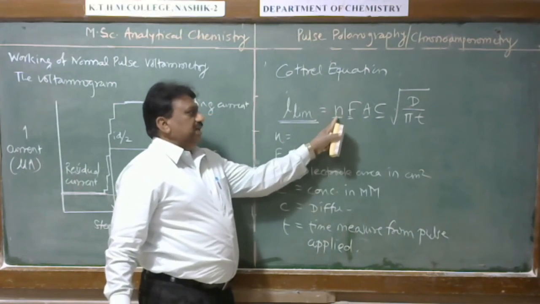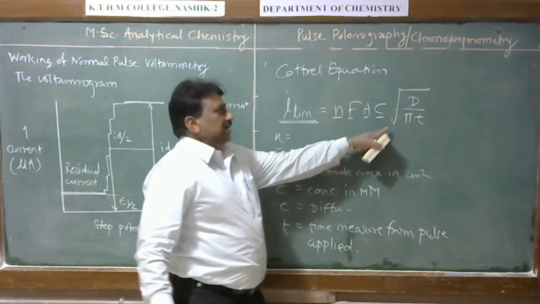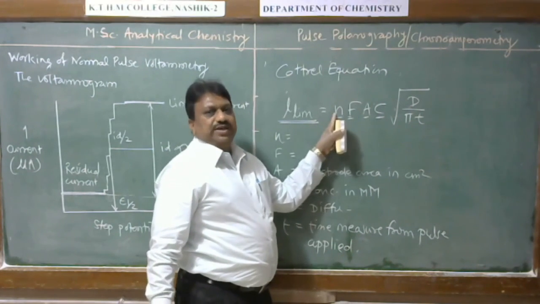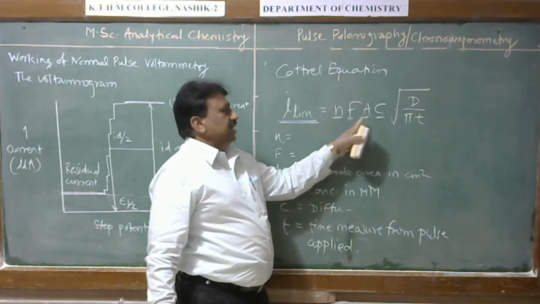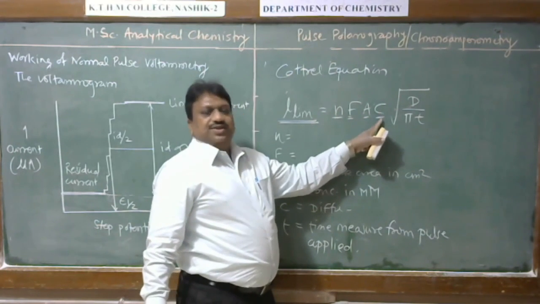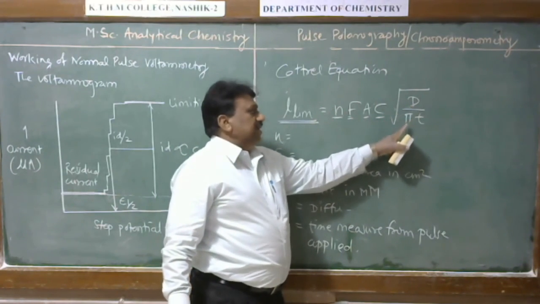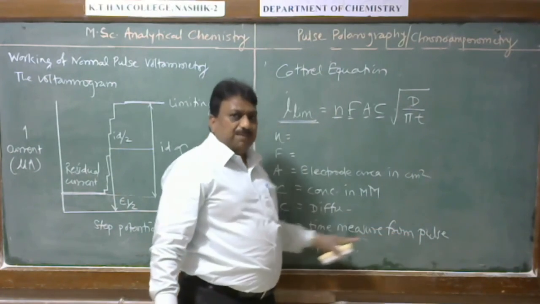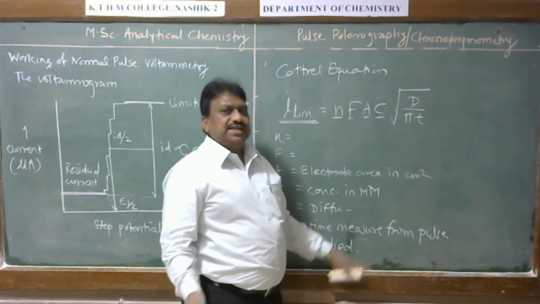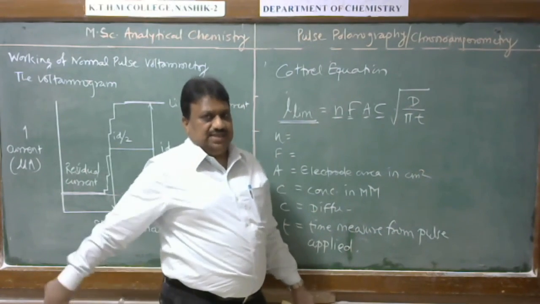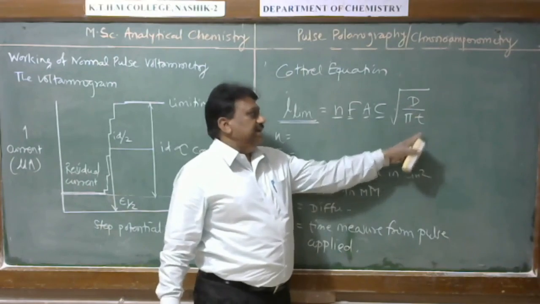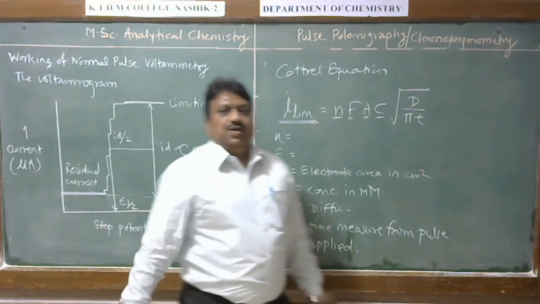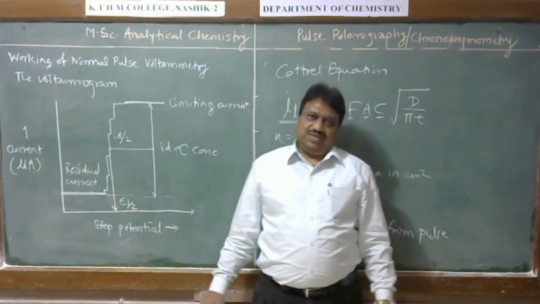I limiting is equal to N into F into A into C under root D upon pi into T, where N is number of electron involved in redox reaction, F is Faraday's constant, A is electrode area, C is concentration, D is diffusion coefficient of analyte, pi is constant, and T is a time measure from the pulse applied to pulse. That is a 50 millisecond in this case. That is a T here. In this way, here a normal pulse voltammetry or a large amplitude voltammetry works.